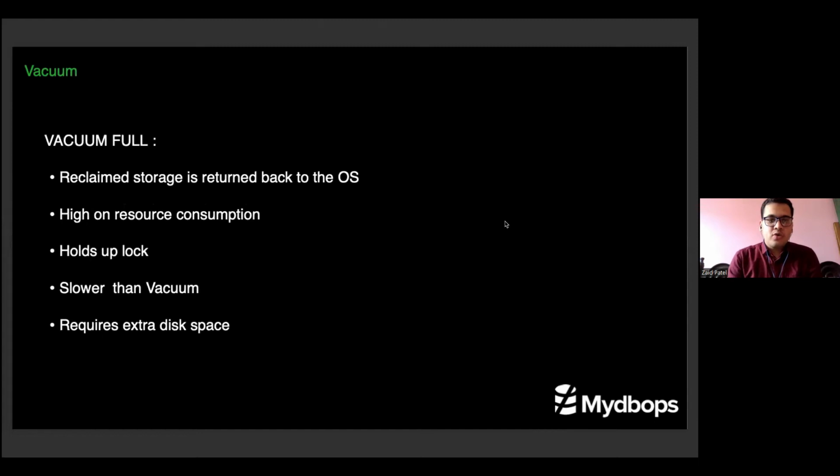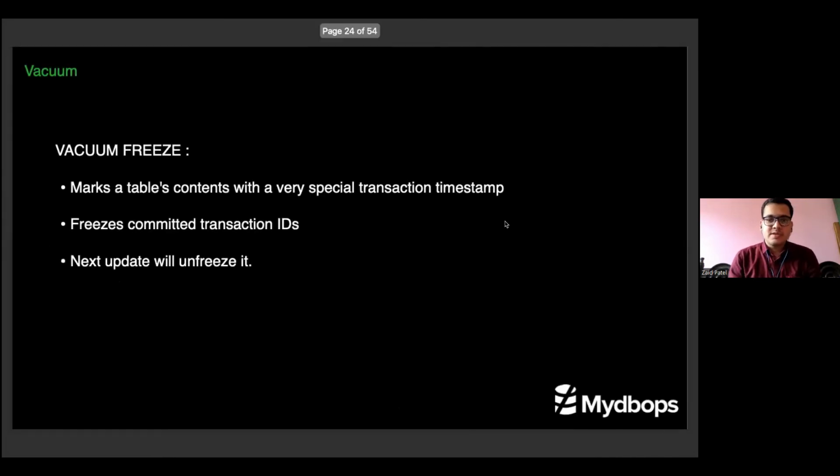Okay, so vacuum full. Vacuum full vacuums the entire database, and the space acquired by dead tuples is returned back to the operating system. The thing is, it is high on resource consumption. It requires a good amount of CPU and memory, and it also holds a lock on the tables that are being vacuumed, so they are not accessible. It is slower than vacuum, and it requires extra disk space because in this case, vacuum rebuilds the old table, copies all the live tuples in there, and then drops the old table. So this requires extra space.